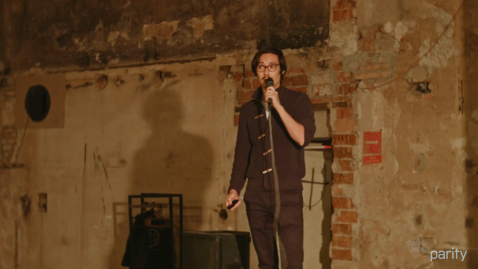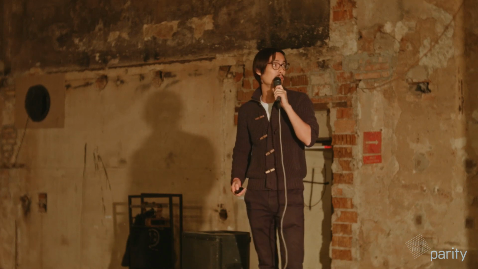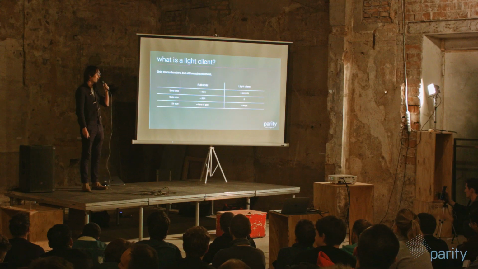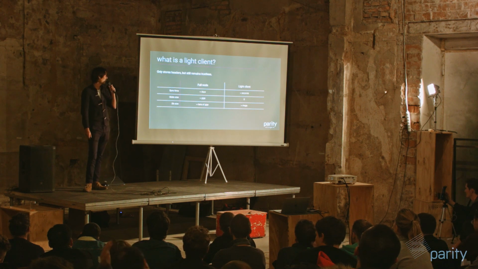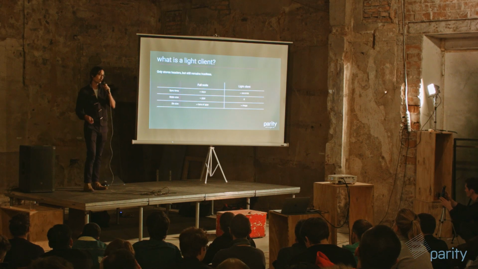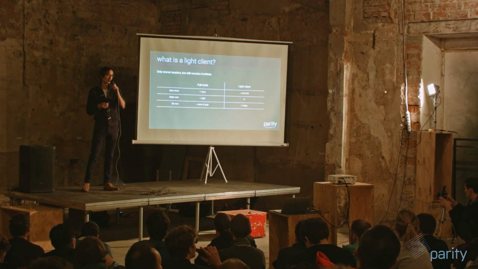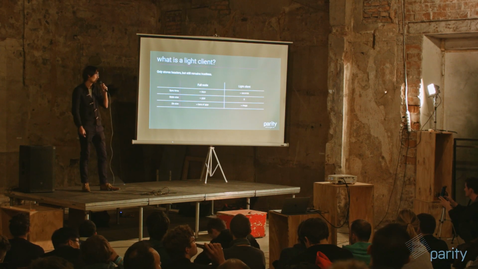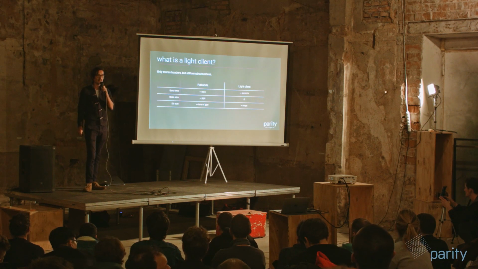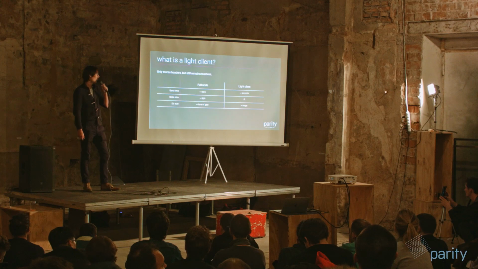And so that's the problem we're trying to solve. And the answer we're using is a Light client. So most of you already know what a Light client is, but I'll still go quickly through the slide. So a Light client only stores headers. So it's light. It doesn't store any state. It doesn't store any block. Doesn't look at transactions, etc. But by storing headers, it still remains trustless.